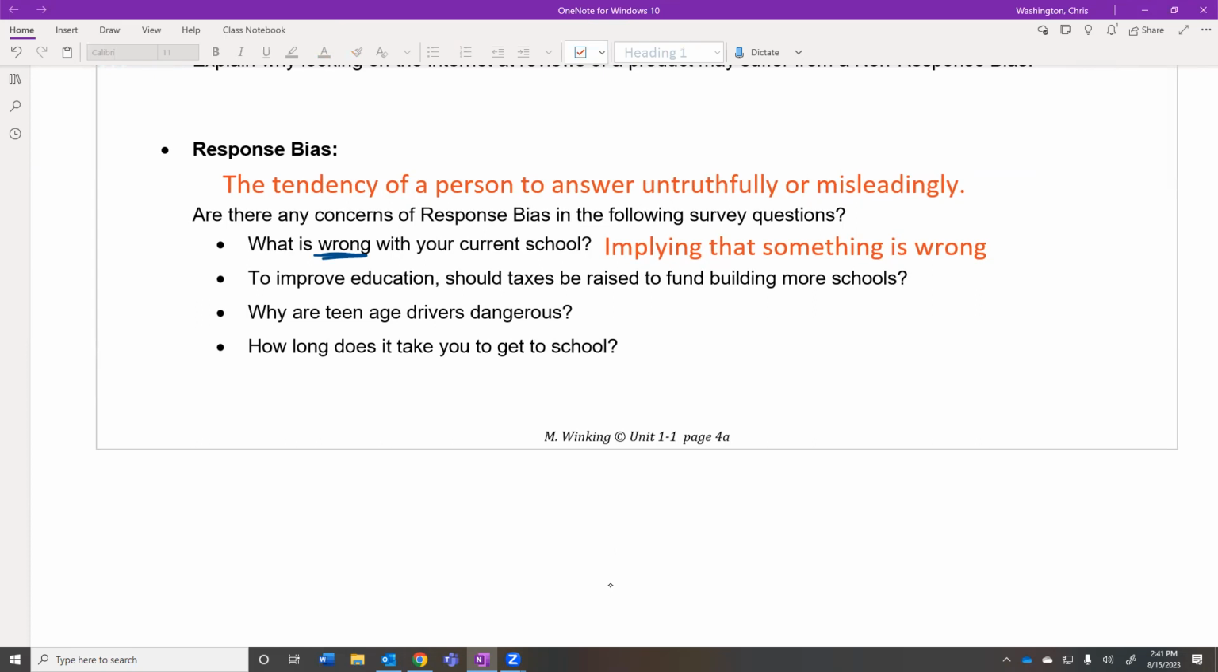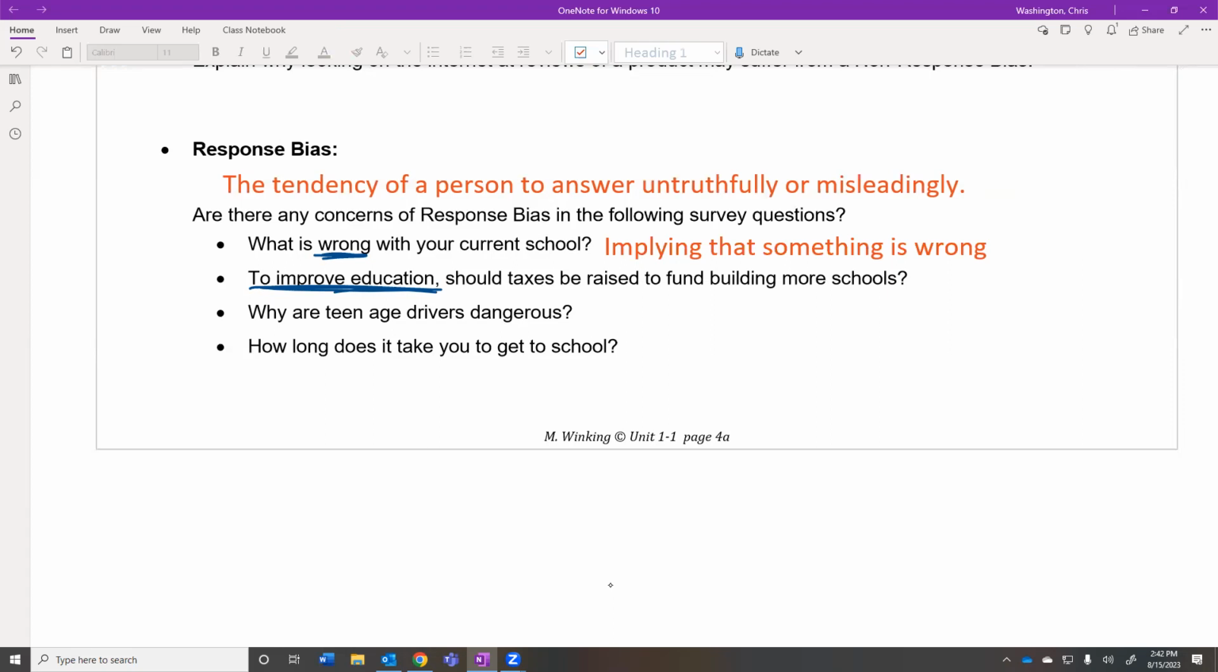Next: "To improve education, should taxes be raised to fund building more schools?" So they've given me a positive, like, hey, this is going to be a positive thing. They're trying to influence me: this positive thing is going to happen if we raise taxes to build more schools. The fact that they put "to improve education," there's the issue. Do we know the positive result is going to come from building more schools? No, we don't know that.